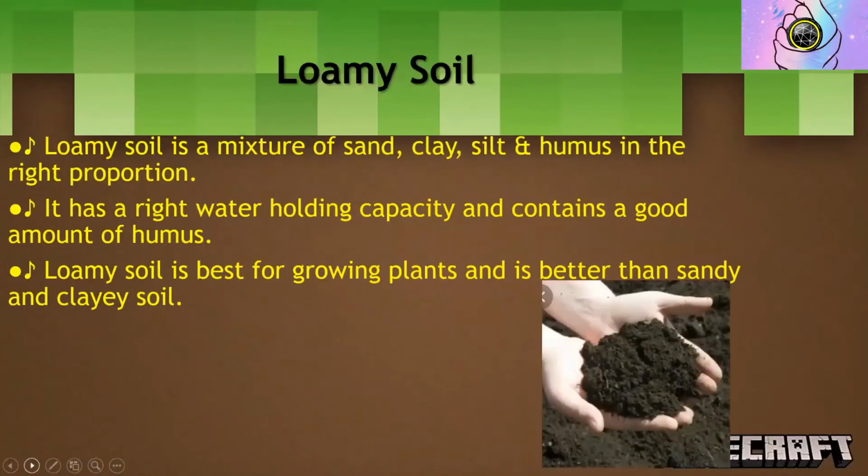Loamy soil. Loamy soil is a mixture of sand, clay, silt, and humus in the right proportion. It has the right water holding capacity and contains a good amount of humus. Loamy soil is best for growing plants and is better than sandy and clay soil.